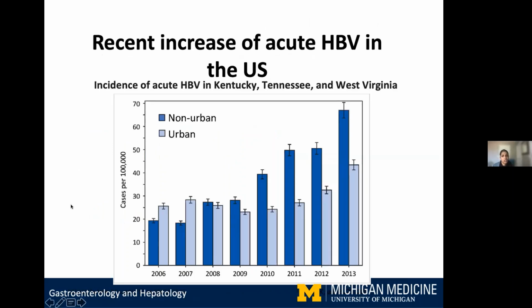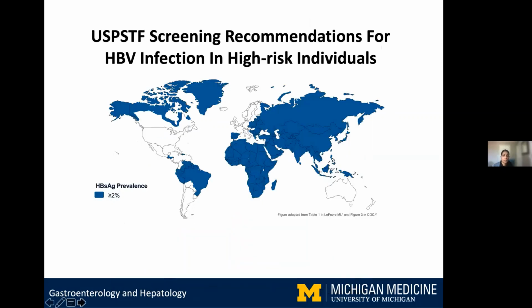So this is just to show you kind of the distribution of acute Hep B. This is from an MMWR report from the CDC, looking at data of acute Hep B infection in Kentucky, Tennessee, and West Virginia, and breaking it down by non-urban and urban areas. And you can see that this rise, again, like with Hep C infection and in terms of the disproportionate burden of opioid use disorder in rural populations, has really largely been seen mostly in non-urban populations.